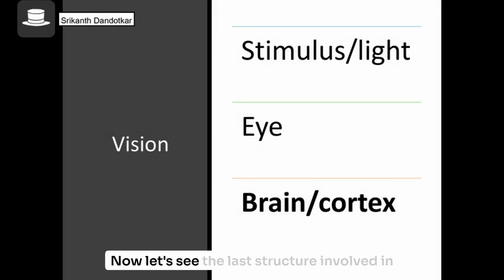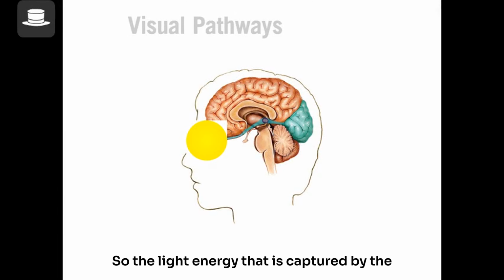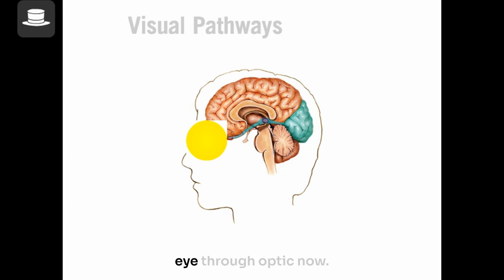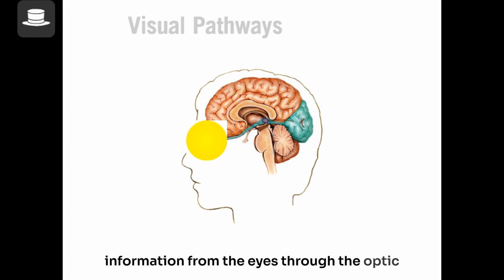Now let's see the last structure involved in vision, namely the brain. So the light energy that is captured by the photoreceptors eventually comes out of each eye through the optic nerve, and the optic nerves go from each eye, and there is crisscrossing of fibers. We'll talk about that in the next slide. And eventually it goes to the thalamus, the relay station. From there, the fibers reach the occipital cortex. So this is the direction of flow of information from the eyes through the optic nerve to the thalamus, and from the thalamus to the cerebral cortex and the occipital lobe.